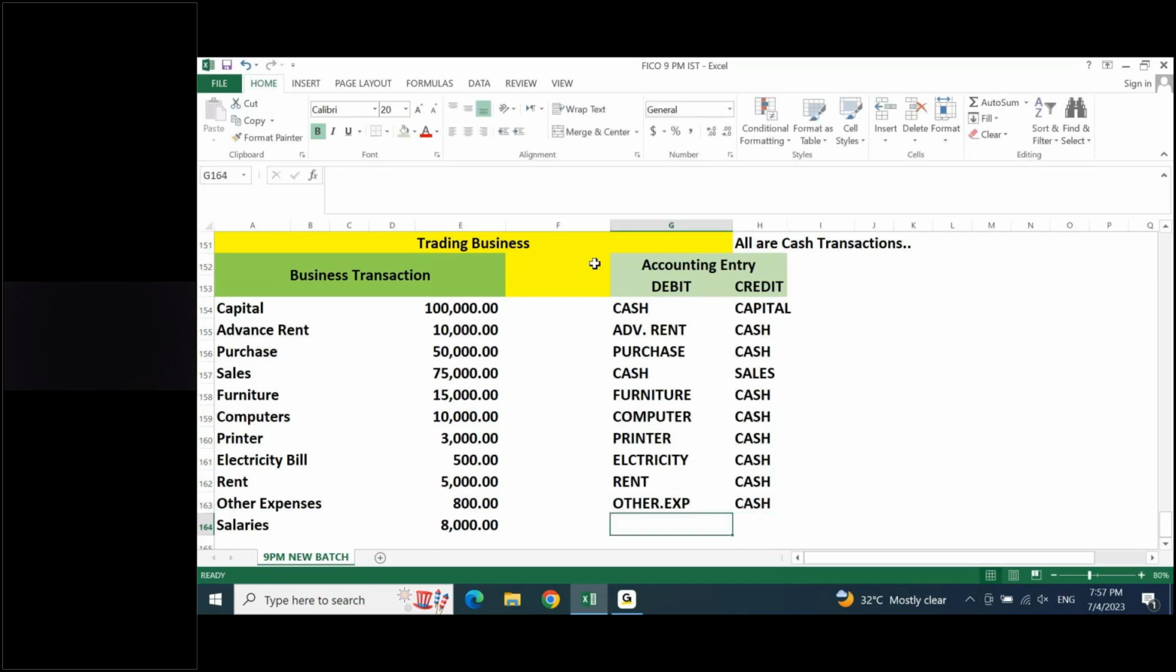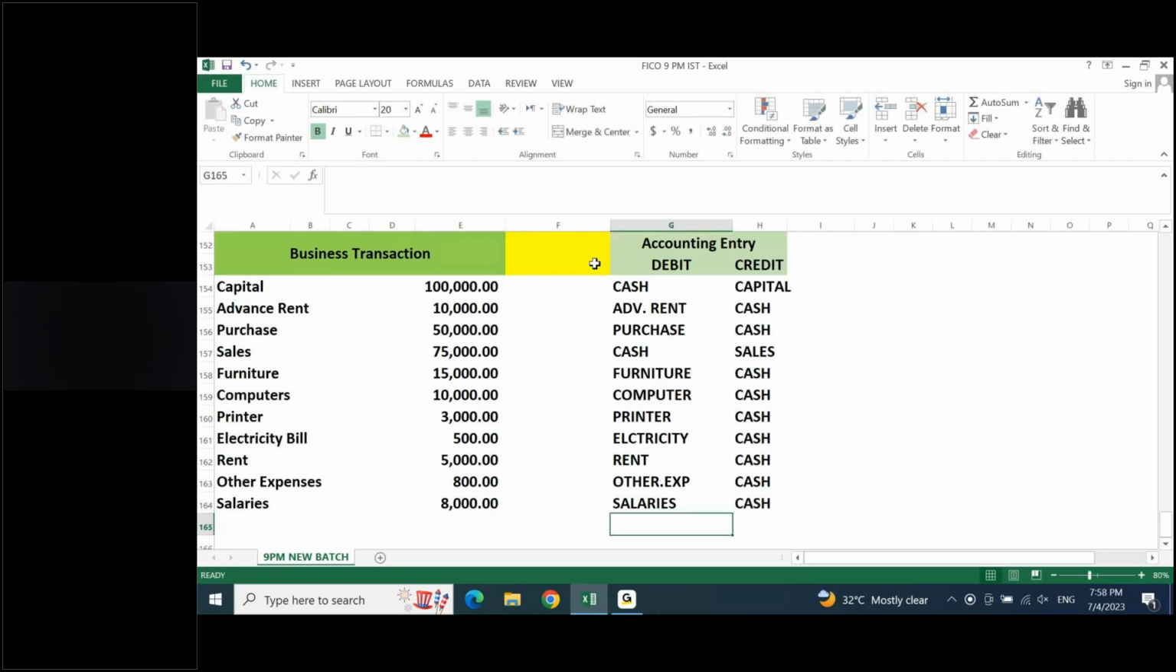For salaries, salary account debit to cash. Salaries debit, cash credit. Basically, these are the accounting entries that you will be recording if you want to record this in accounting. Is this clear?